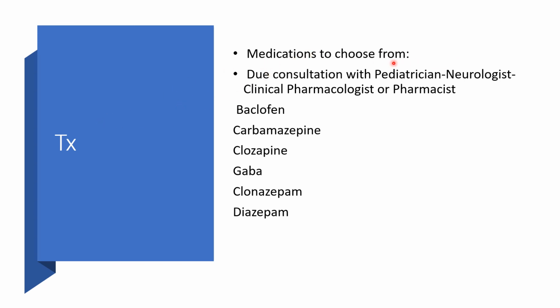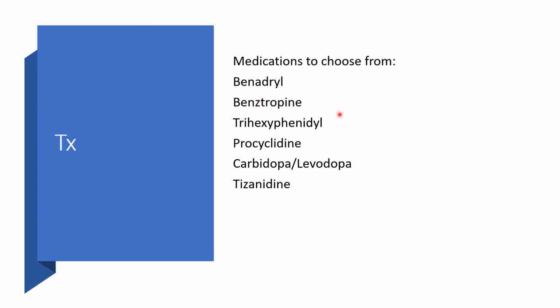Treatment and medications. Remember I said earlier that we can't cure this, but you can relieve some of those symptoms using certain medications. I'm going to go through the list of some of the medications you can choose from, but that should be after due consultation with your pediatrician, pediatric neurologist, clinical pharmacologist, or your pharmacist, please. Then you can choose from baclofen, carbamazepine, clozapine, gabapentin, clonazepam, diazepam, Benadryl, benztropine, trihexyphenidyl, procyclidine, carbidopa, levodopa, and tizanidine.